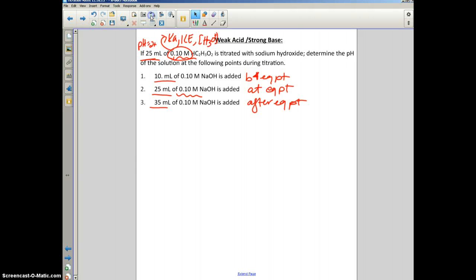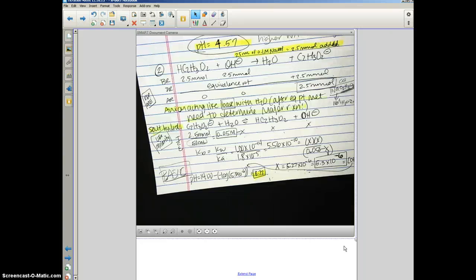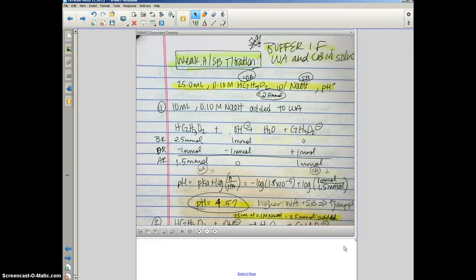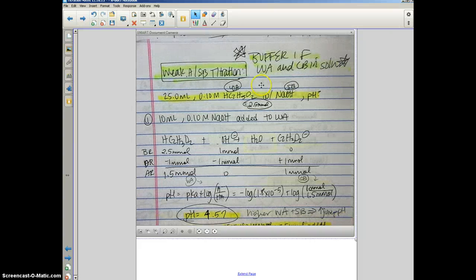My skills on the document camera again here. Okie dokie. There we go. Oh, and then I'll show you about the buffer part here too. That's what that big note is for.